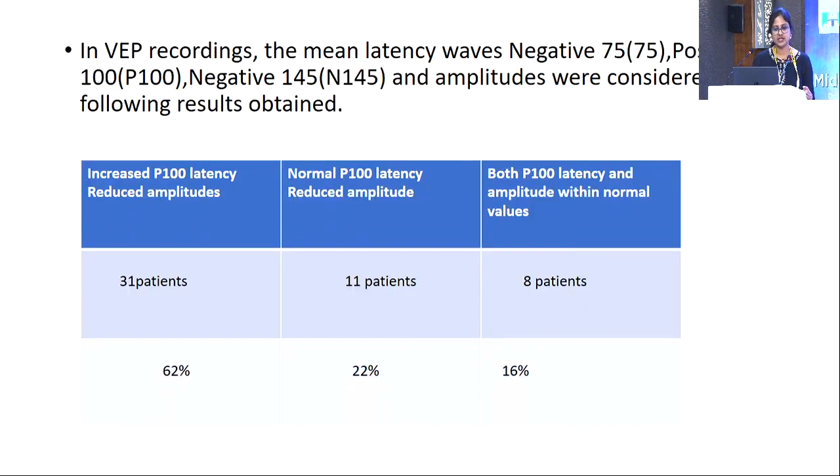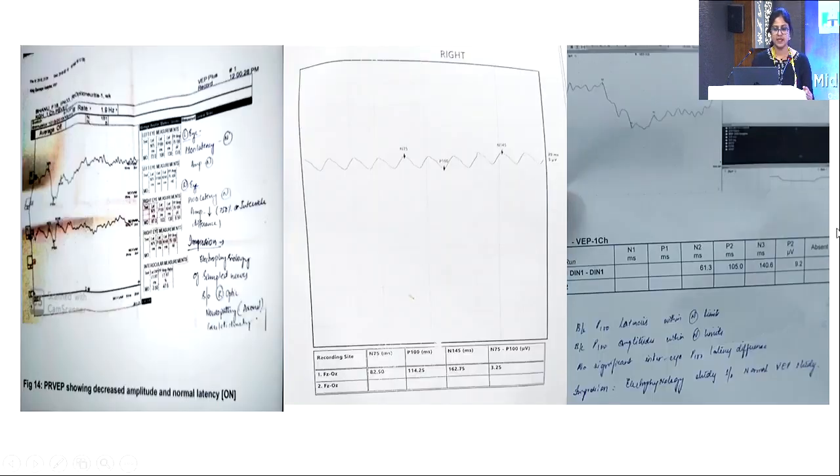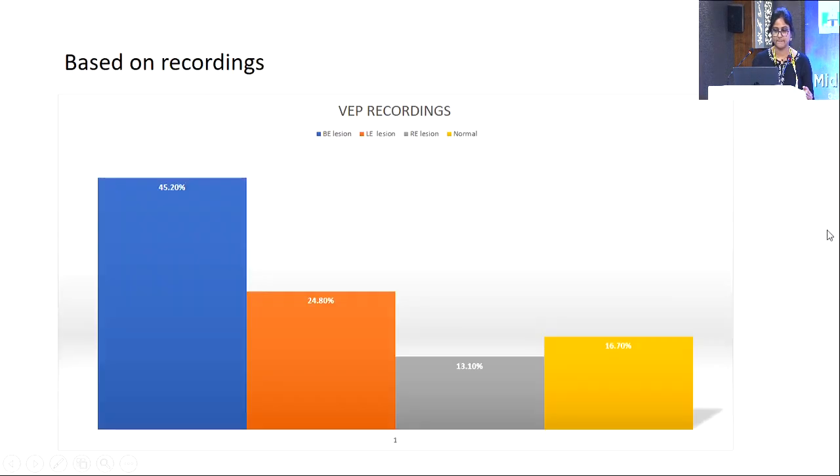In VEP recordings, the mean latency of the waves, that is N75, positive P100 wave and negative N145, and amplitude were considered, and the following results were obtained. Increased P100 latency and reduced amplitudes were found in the majority of cases, around 62%, normal latency and reduced amplitude in around 22%, and both amplitude and latency were normal in around 16% of individuals. These are some of the recordings.